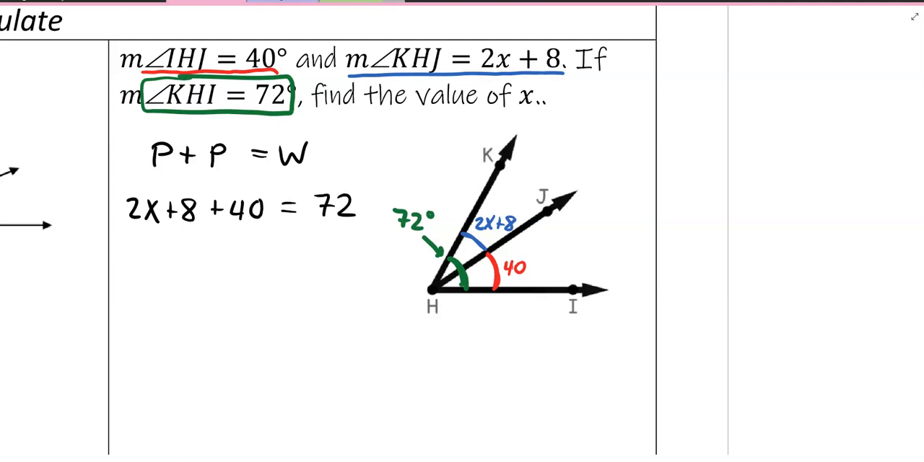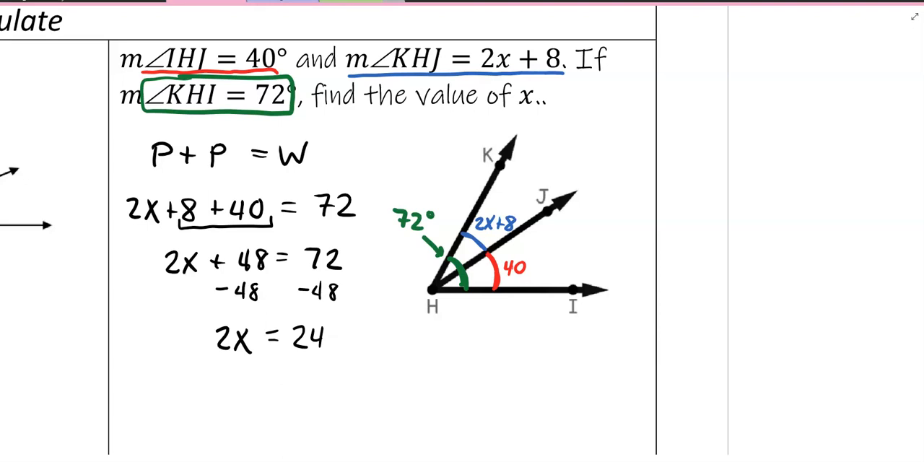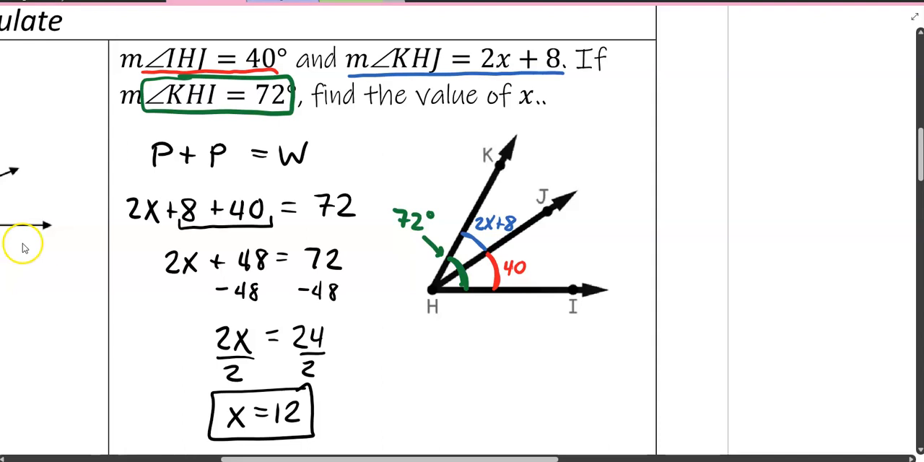Now we just have to solve this using our algebraic techniques. Step one, we want to combine like terms since they're on the same side of the equation. So that becomes 48. Next, we want to try to get x by itself, so we'll start by subtracting 48 from both sides. So 2x is equal to 24. And last but not least, we would divide by 2. And so we end up here with an answer of x equals 12. Now, if they wanted us to actually find particular angle measures, we could take this 12, for example, and plug it back into KHJ if we wanted to find that particular angle measure.